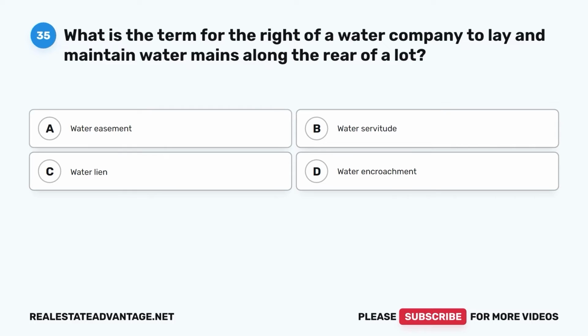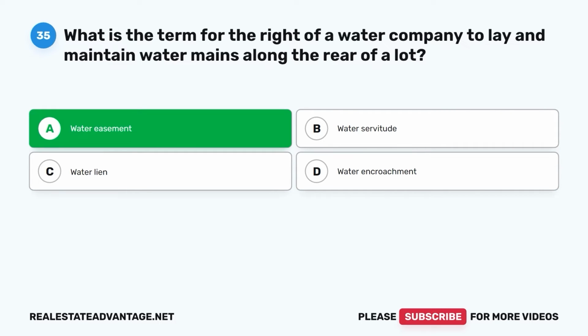Question 35. What is the term for the right of a water company to lay and maintain water mains along the rear of a lot? A. Water easement. B. Water servitude. C. Water lien. D. Water encroachment. The correct answer is A.